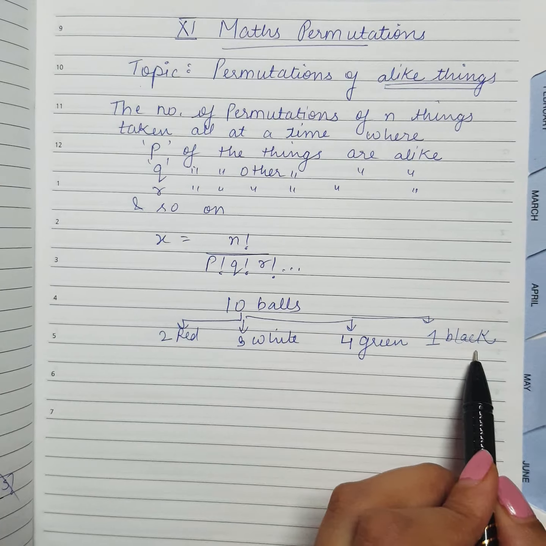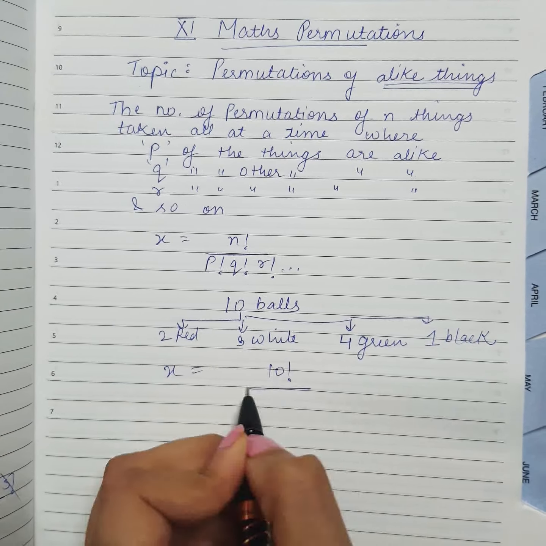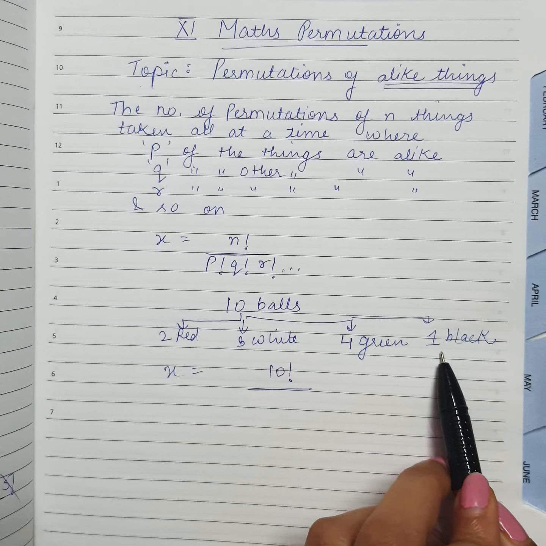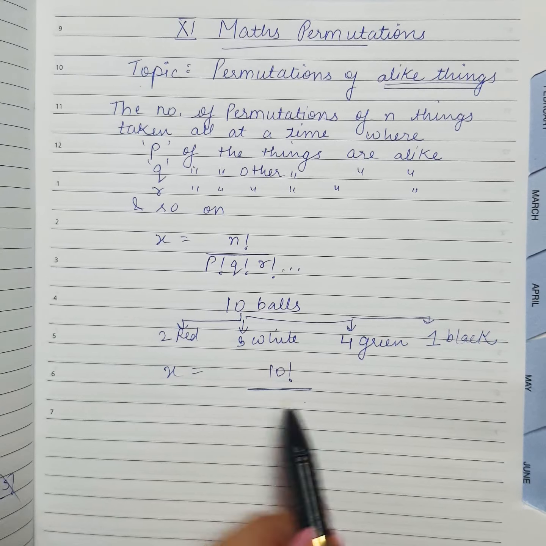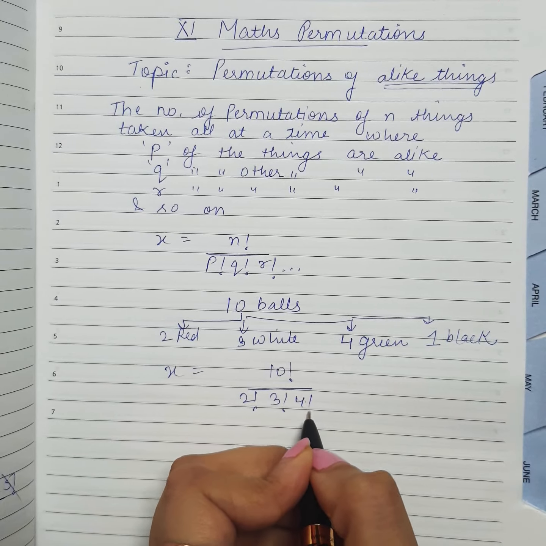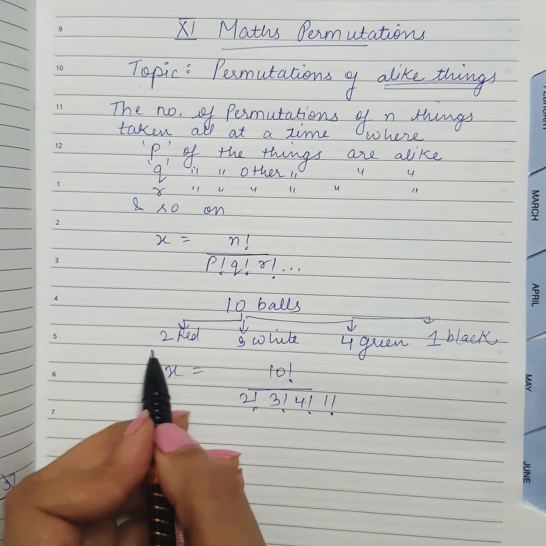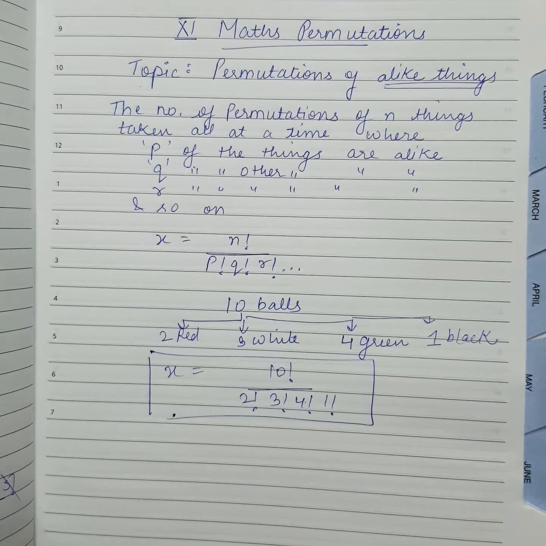So if I want to find the permutations, it is as simple as that. Total 10 balls, and whichever balls are similar, those factorials will come in the denominator. So 2 factorial, 3 factorial, 4 factorial, 1 factorial. That's it. As simple as that. Now let's do questions based on alike permutations.